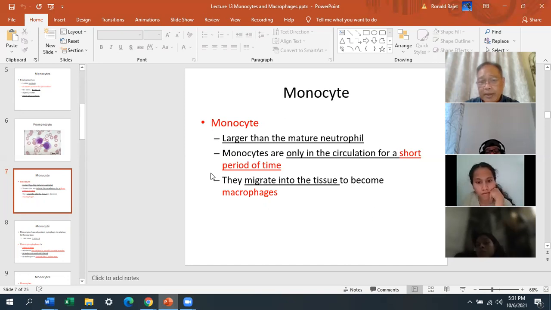So you won't see that many monocytes in the peripheral blood, because after it matures from monocyte, it goes into macrophage. Okay, they migrate into the tissue at the monocytic stage and become macrophages. Remember, macrophages are the garbage trucks of your blood. They go around collecting garbage and debris and stroma and things like that, dead cells. Macrophages are the garbage trucks of your blood.